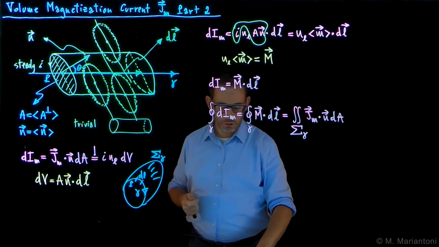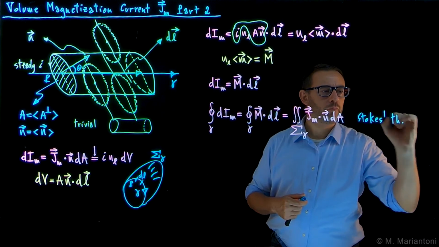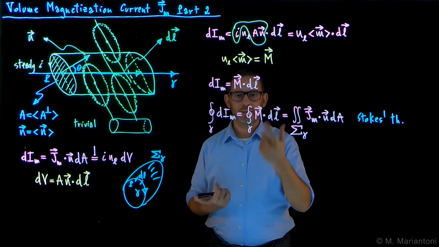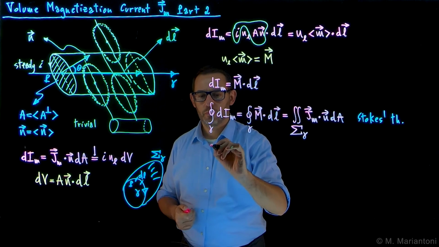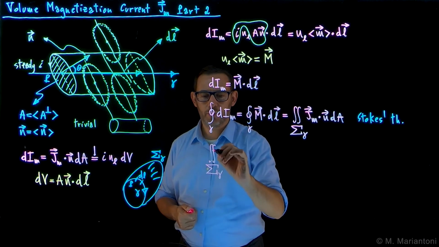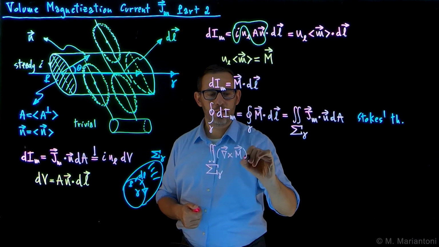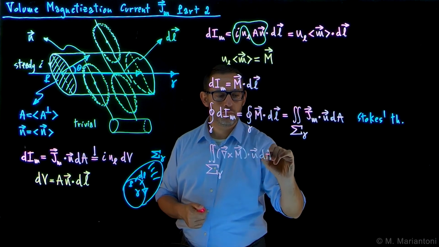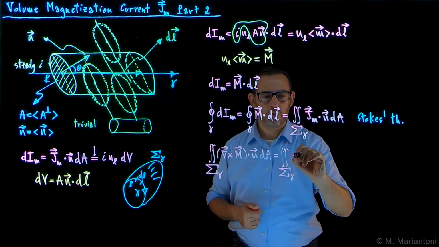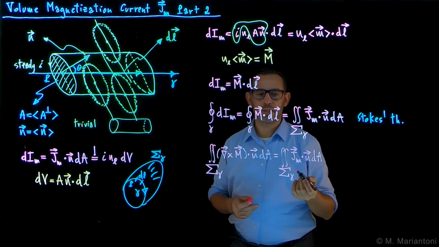Now, as always, when you see an equation like this, you want to use Stokes' theorem. By means of Stokes' theorem, we can rewrite this line integral as a surface integral. So we get the surface integral on the open surface capital sigma gamma of the curl of M dot n dA, which has to be equal to the surface integral on capital sigma gamma of Jm dot n dA. How does this look in local form?